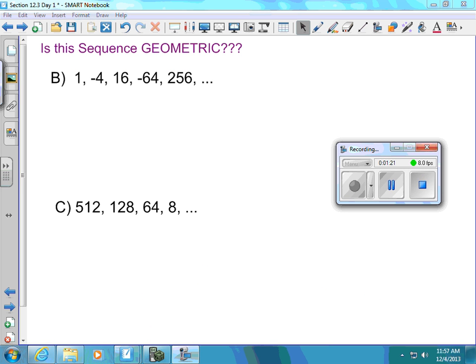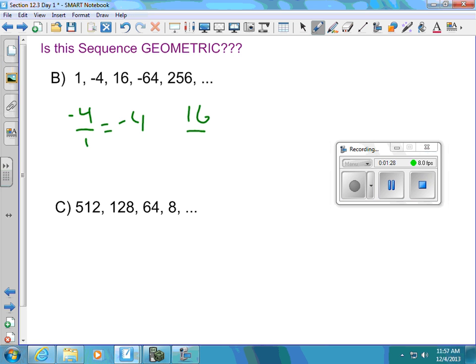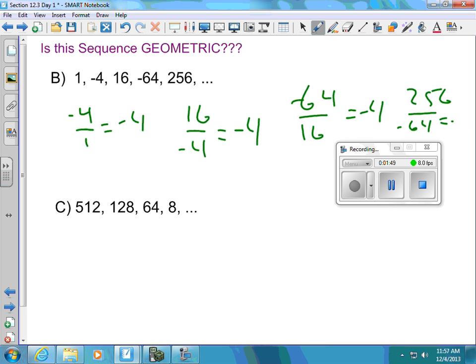Is this sequence geometric? Well, let's see, negative 4 divided by 1, that's negative 4. 16 divided by negative 4, that's negative 4. Negative 64 divided by 16 is negative 4. And 256 divided by negative 64, that's negative 4. I would say yes, this one is as well. And R is negative 4.